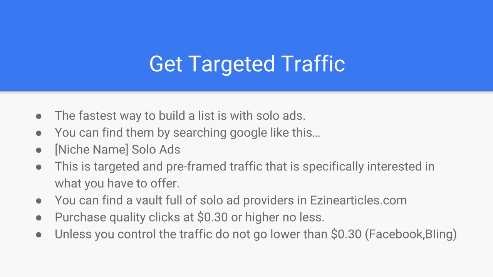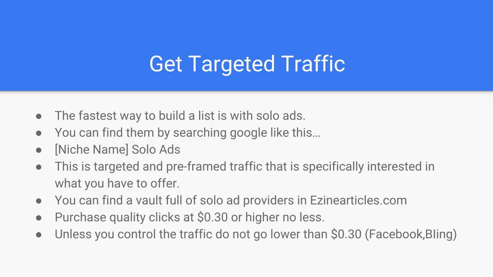So you can find these people by just searching Google like this. Just use the brackets and put in your niche name and type solo ads at the end. Now you don't need the brackets at all, but this is just for example purposes. So you'll just put in the niche name and type solo ads at the end of it, and you'll find a list of solo ad providers that will actually help you along in the process right there. And you just select the click package, which is how many clicks you want sent to your website. All right. This is targeted and pre-framed traffic that is specifically interested in what you have to offer.